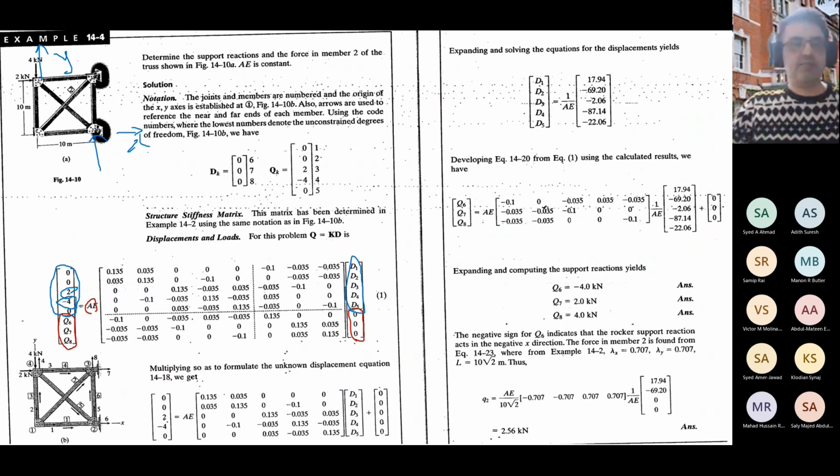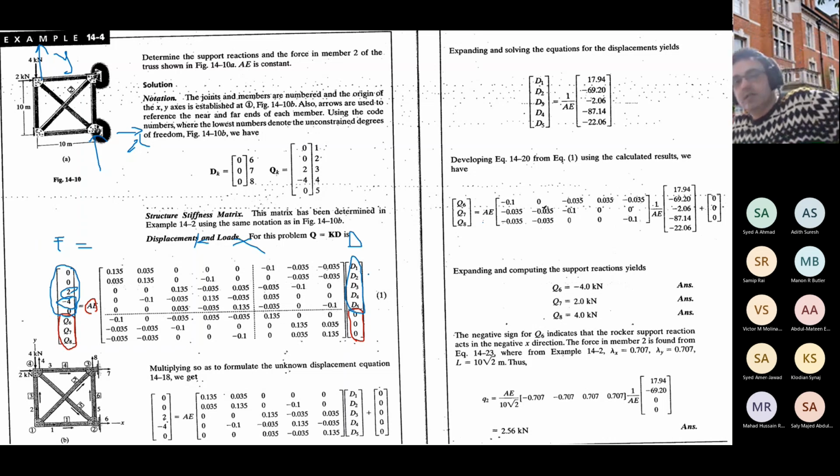So with this approach, you have this important equation. Again, I remind you, it's exactly like F equals K multiplied by delta. Delta and F are two vectors. Delta is the vector of displacements, and F is the vector of external forces. The support reactions are a kind of external force as well. And the matrix in between is the K matrix, which for the whole structure is the 8 by 8 matrix.